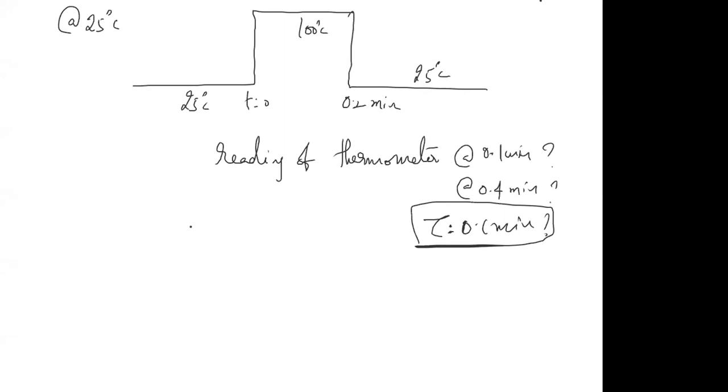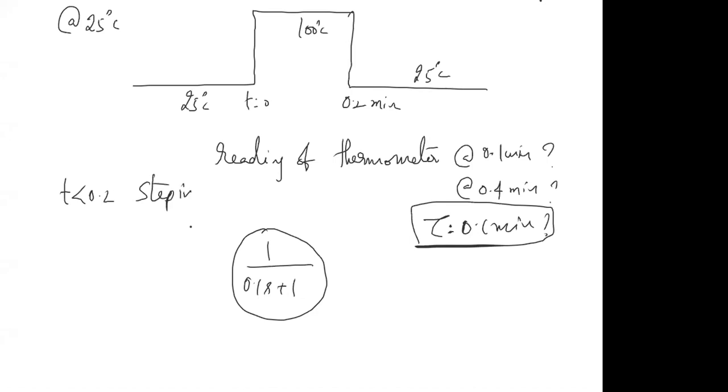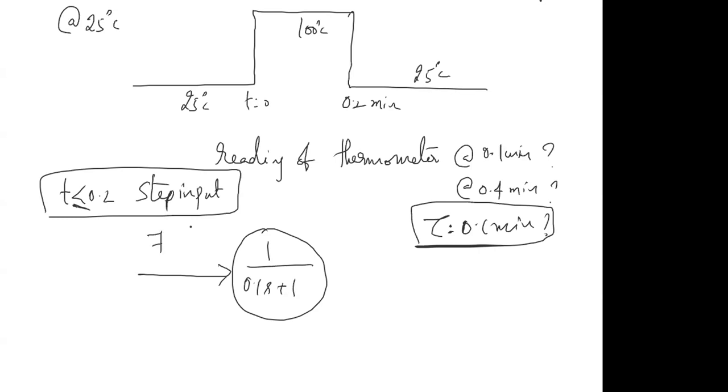So what is the transfer function of the thermometer? It is 1 by tau s plus 1, that is 1 by 0.1 s plus 1. Up to t less than 0.2, you consider it as a step input only. Is it true or not? Up to t less than 0.2, the effect of the pulse input is not there. So it is a step input, 1 by 0.1 s plus 1, and you have been given 75 by s as the step change. Then what is my response?